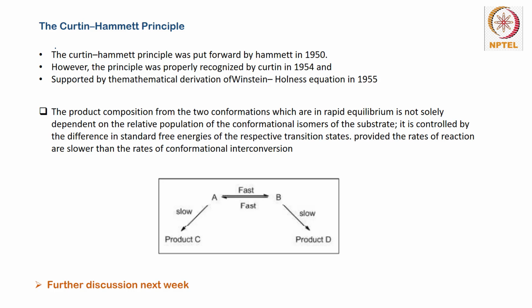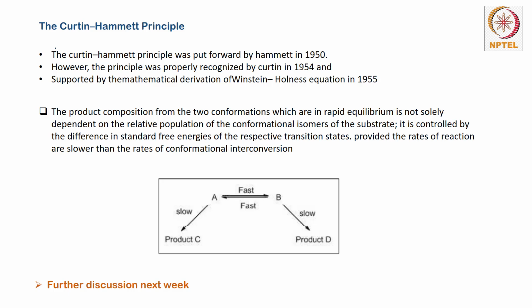The product composition of two conformations which are in rapid equilibrium is not solely dependent on the relative population of the conformers of the substrate, but it is controlled by the difference in the standard free energy of the respective transition states, provided the rate of the reaction is slower than the rate of the conformational interconversion. They are saying lots of things.